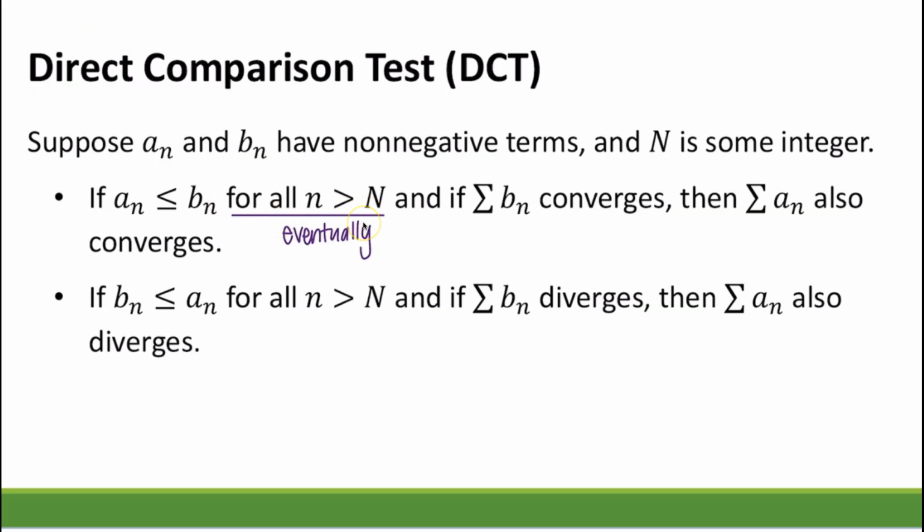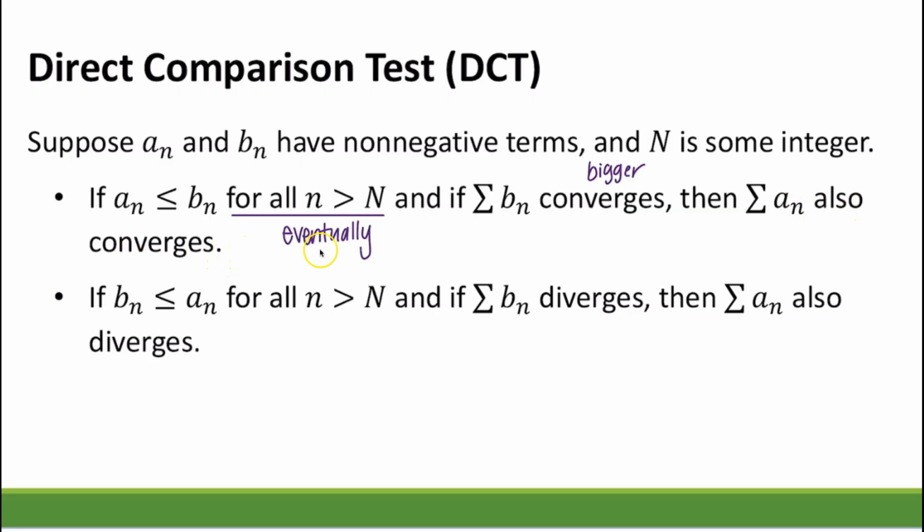So this phrase translates to eventually because when we talk about infinite series, we really care about what's happening at the tail of the series. So as long as eventually a sub n is less than or equal to b sub n, and if the sum of b sub n converges. So I'm going to pause right there. b sub n is greater than or equal to a sub n. So if b sub n, if the bigger series converges, then the sum of a sub n also converges.